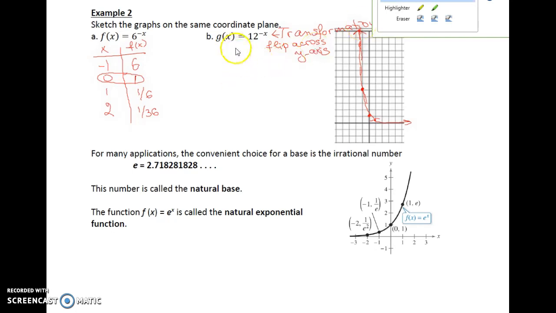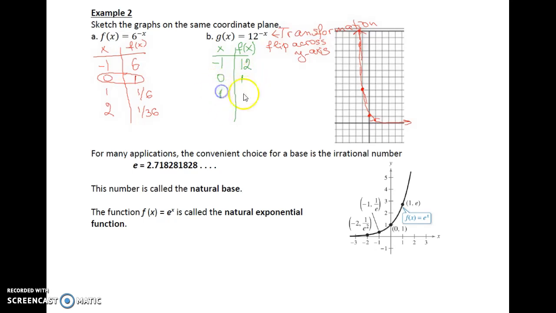You can once again fill this table out and get your values for x and f of x. Just be careful when you're doing your substitution. You have negative, and then you're inputting a negative x value. This will make it 12 to the negative 1, which is 12 to the first power, which is just 12. 12 to the 0 power is still 1. 12 to the first power is going to be 12 to the negative 1, which is 1/12.